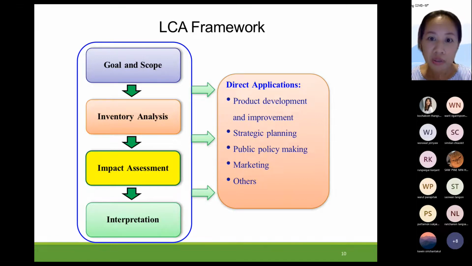And the benefit of the LCA is the direct application. For example, if you have information from the LCA, after interpretation you can develop your product or improve your product to reduce the amount of environmental impact. Also strategic planning and public policy, to encourage industry to apply the LCA to make labels or guarantees for eco products, and also marketing and others. It can use the information of the LCA to apply, right?